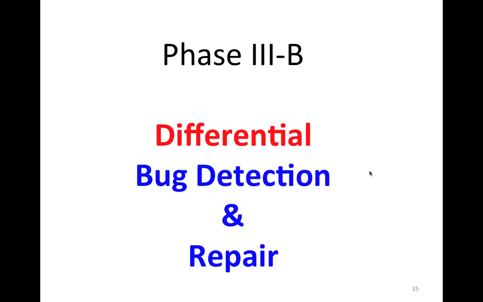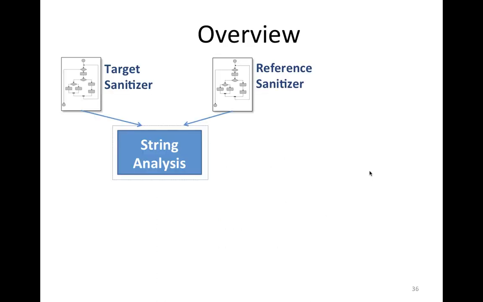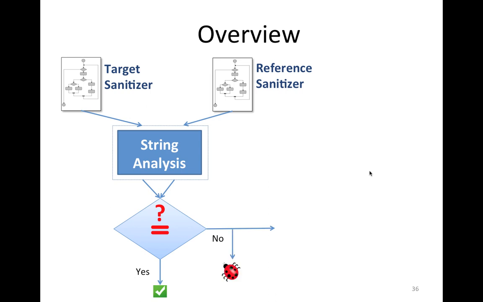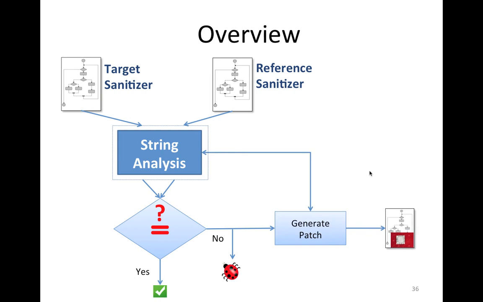The second verification technique is differential bug detection and repair. In this technique, given two sanitizer functions, a target sanitizer and a reference sanitizer, we check if the functions are equivalent by comparing the results of the string analysis of the two functions. If we do not find any difference, we do not report anything. If we find a difference, we report a possible bug, and we generate a patch to remove the difference between the two functions.